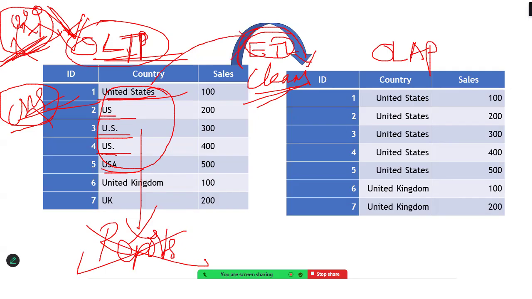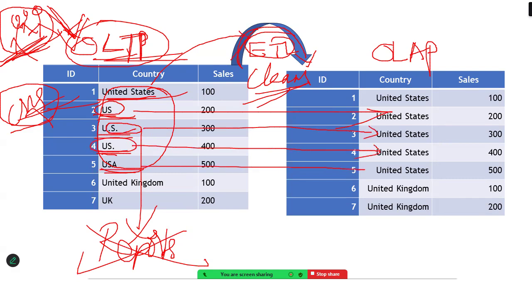When you take this data to the ETL software, you'll convert US to United States, U.S. to United States, USA to United States. All these conversions will be done in ETL. So now every data is in the same format. When all data is in the same format, we call that a structured format.